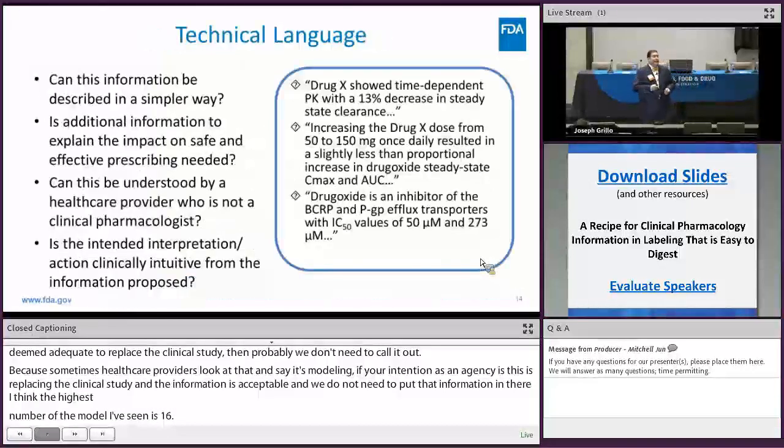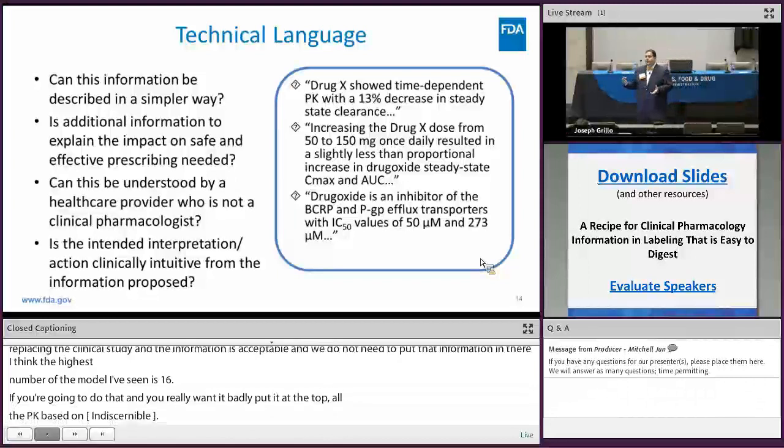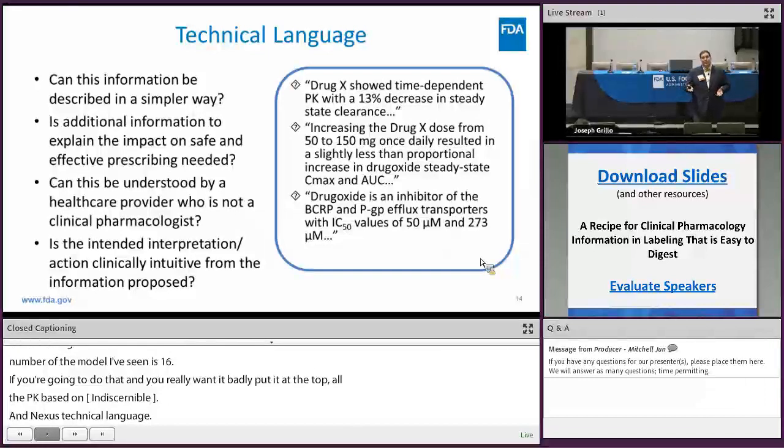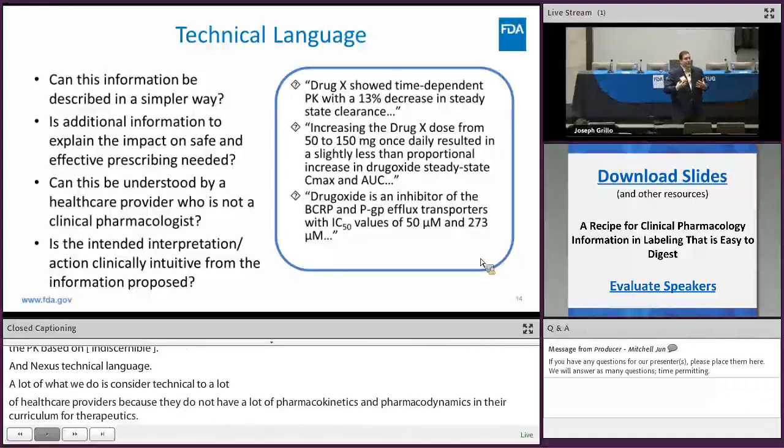Next, technical language. This is especially important for clinical pharmacology. A lot of what we do is considered technical to a lot of healthcare providers because they don't have a lot of pharmacokinetics and pharmacodynamics in their curriculums. They're more therapeutics and whatnot. And we have to remember too that you as industry, us as regulators, you've seen this drug for 5-10 years, right? We've seen it for at least 12 months, right? Or 9 to 10 months, right?